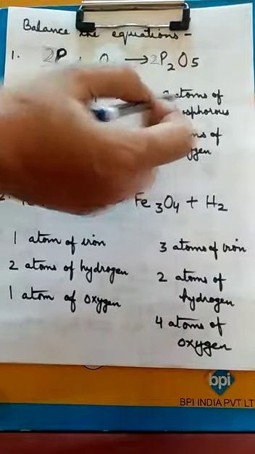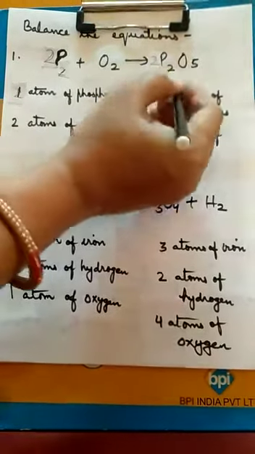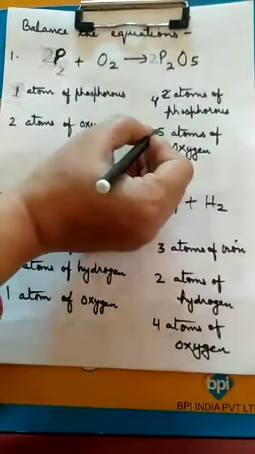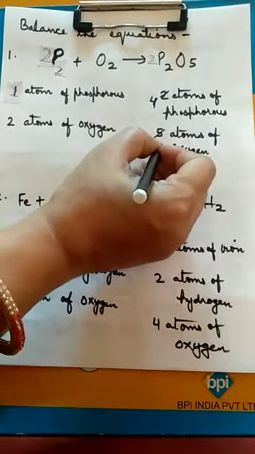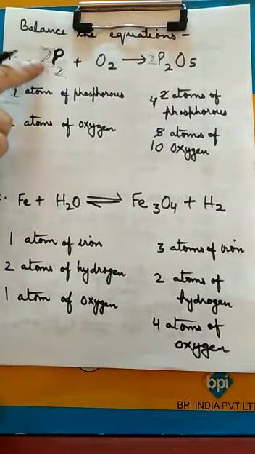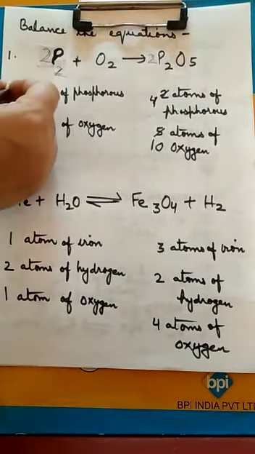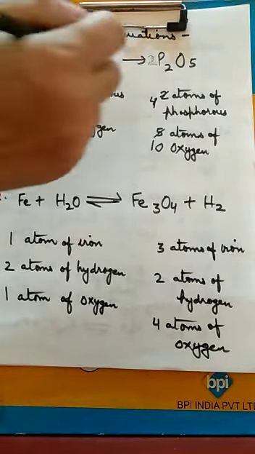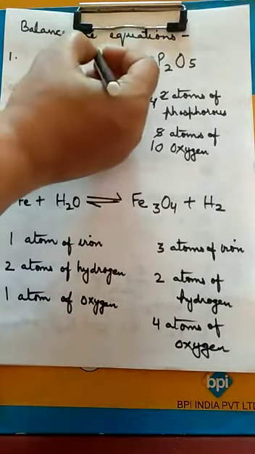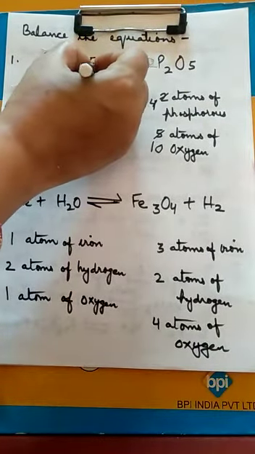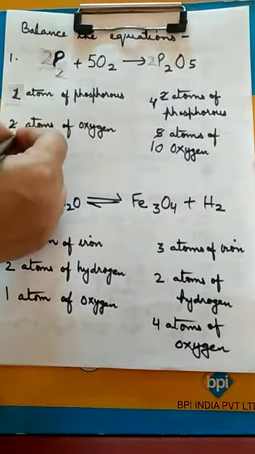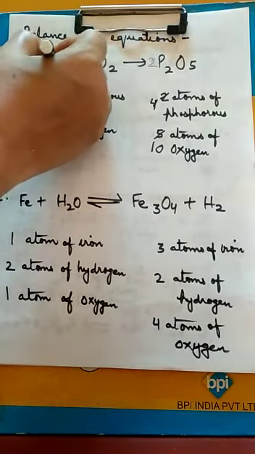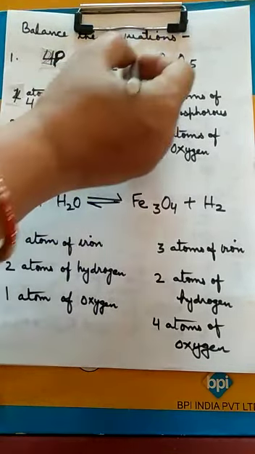Now let us change here. I am going to change it with a sketch pen. Now 4 atoms of phosphorus on this side and 10 atoms of oxygen on this side. But now let us see this side. 2 atoms of phosphorus, as I have written 2 here, and 2 atoms of oxygen. In order to balance oxygen, I will write 5 over here. So 5 into 2, 10 atoms of oxygen, and in place of 2, what should I write now? 4. So I will write 4 here, so 4 atoms of phosphorus.